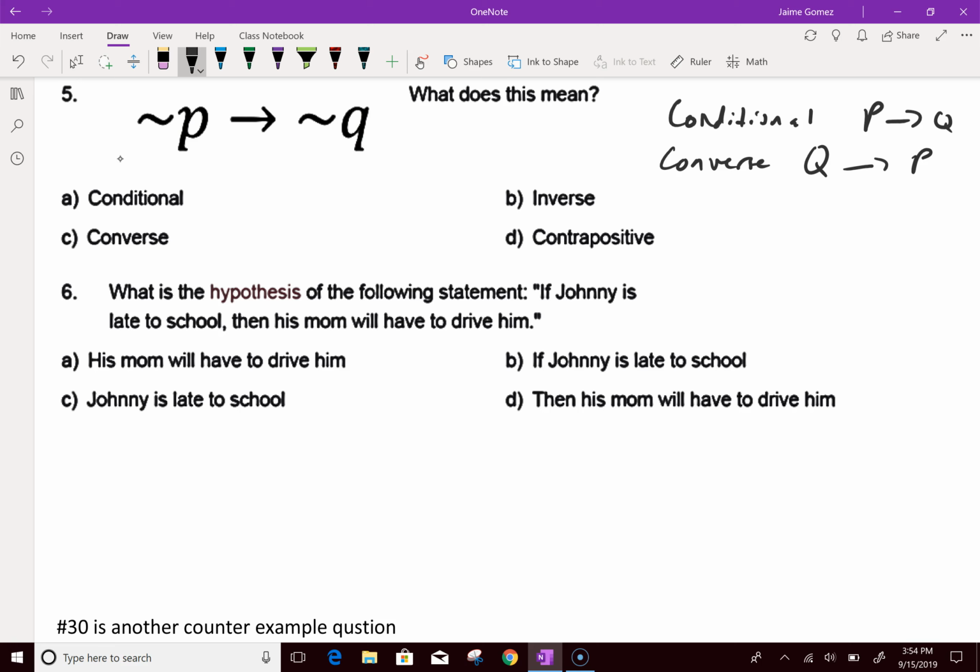Q to P, then the inverse. Not P to not Q, which is what we have right here. We have not P, not Q, which matches, so this is the inverse. And then the contrapositive I just went over a little while ago. And then that would be not Q to not P.